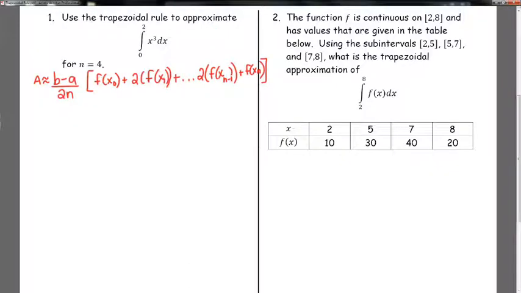Alright, we're going to use the trapezoidal rule to approximate the area under the curve, or the sum of all the trapezoids, going from 0 to 2. So my a is 0, that's my beginning, and I'm going to 2, that's my end, and I'm using the function x to the third dx, and n is equal to 4, so that means I'm using 4 trapezoids.